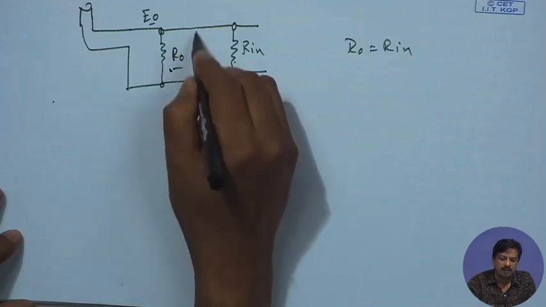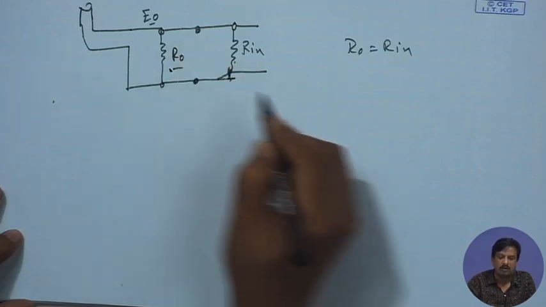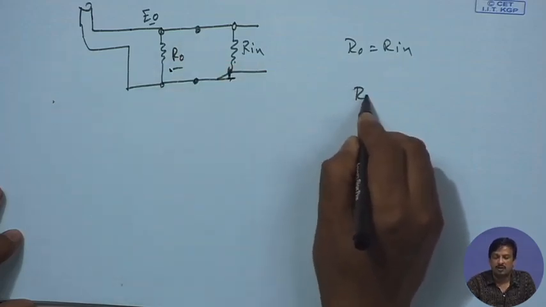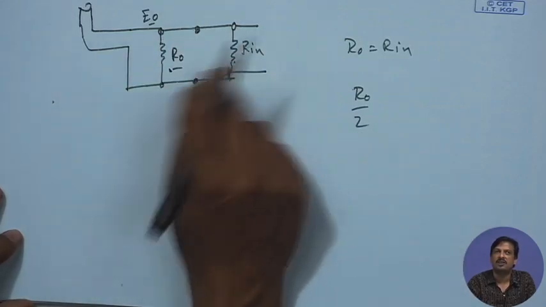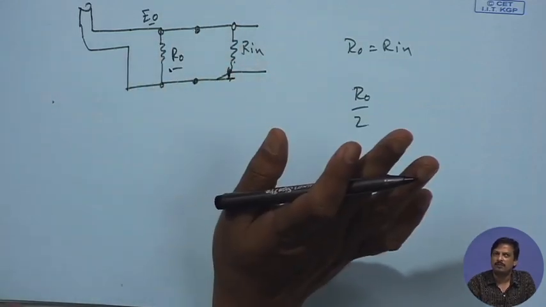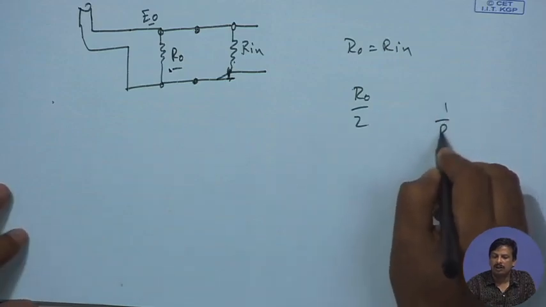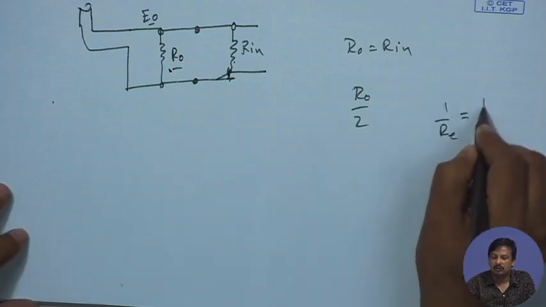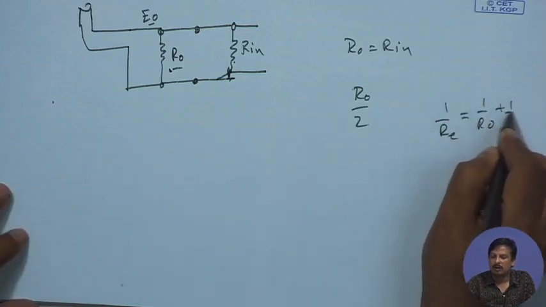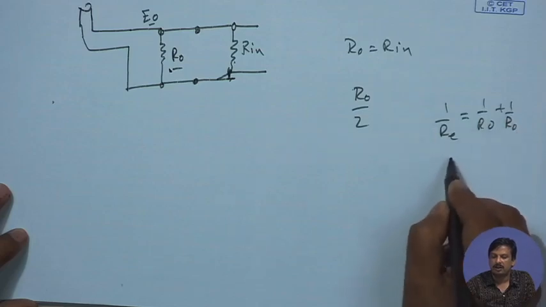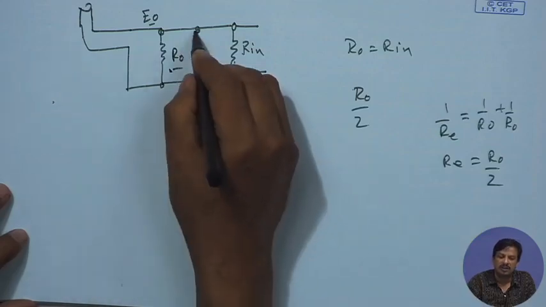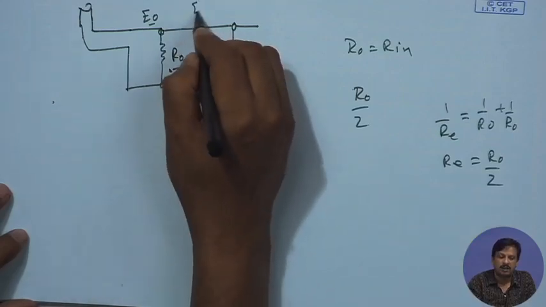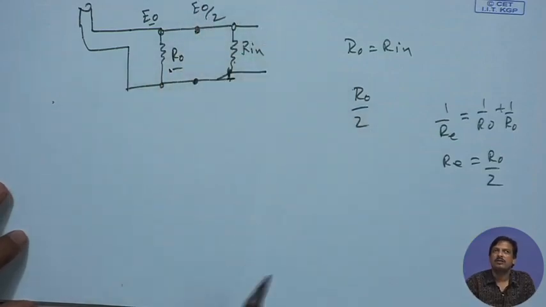The effective resistance between these two terminals will be R 0 by 2, because two equal resistances in parallel reduce by half. That is, 1 by R E is equal to 1 by R 0 plus 1 by R 0, so R E is nothing but R 0 by 2. Once the resistance is dropped, the voltage E 0 will become E 0 by 2.